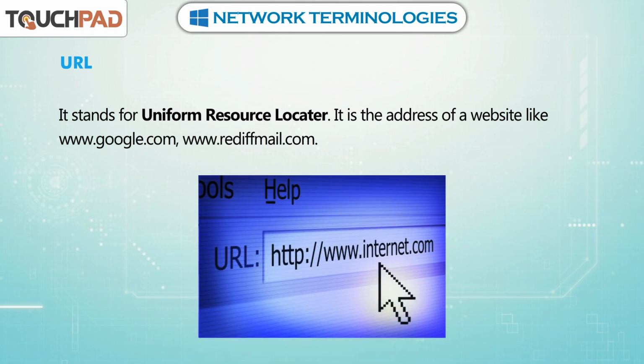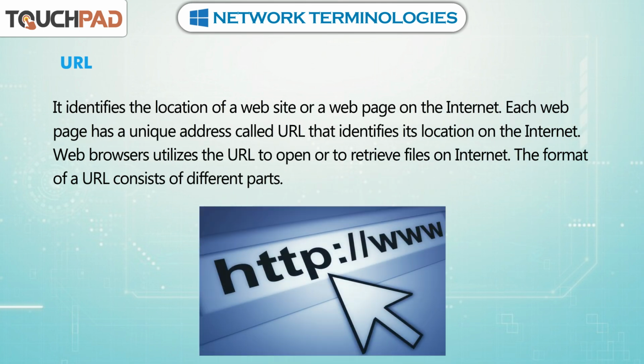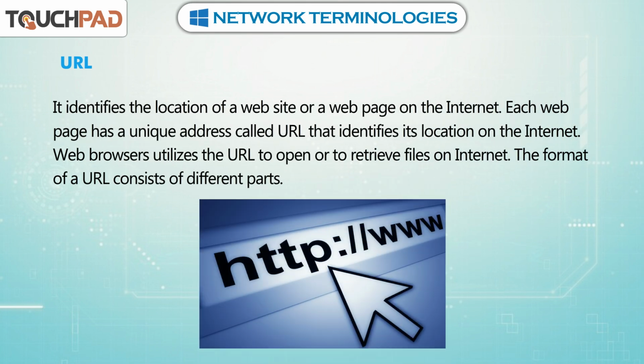It is the address of a website like www.google.com and www.redefine.com. It identifies the location of a website or a web page on the internet. Each page has a unique address called URL that identifies its location on the internet. Web browsers utilize the URL to open or to retrieve files on internet.